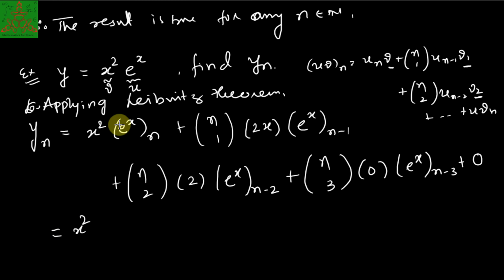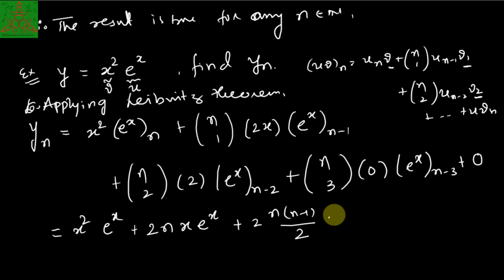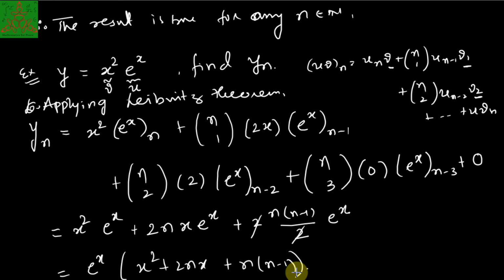And we know that the successive derivative of e power x, as per the formula, is e power x. And nC1 is n, so it is 2n x e power x. And we know that nC2 is n into n minus 1 by 2, and the derivative of e power x is e power x. You just observe that this 2 is cancelled out, and if you take e power x common, then the final answer is x square plus 2nx plus n into n minus 1. This will be the answer for x square e power x.